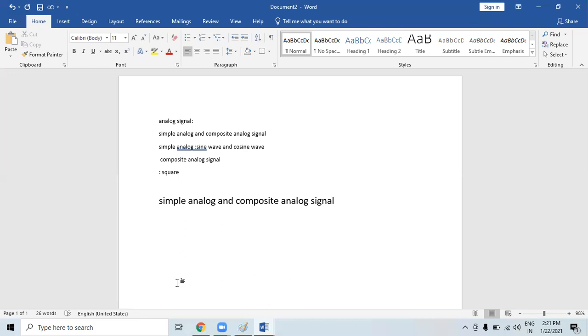So this is the most basic analog signal which can be used as the basic building block. Okay, this simple analog signal is mostly used for building block purpose, to build the other composite signals. Means jo ye simple hai ye kis way ke liye use kiya jata hai, to use as a basic building block to build other composite signal.